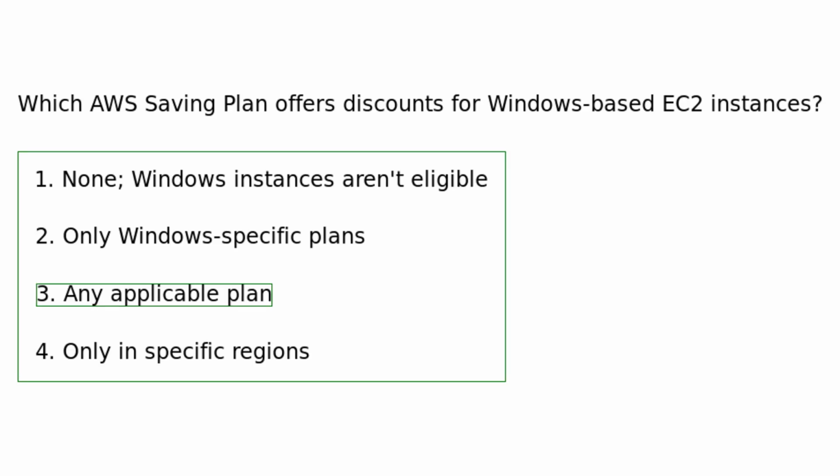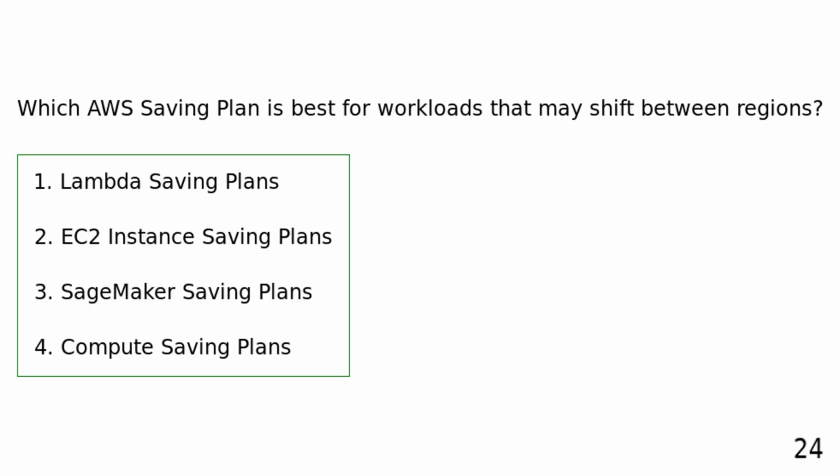Any applicable saving plan can offer discounts for Windows-based EC2 instances, just as they do for Linux instances. Which AWS saving plan is best for workloads that may shift between regions? Lambda saving plans. EC2 instance saving plans. SageMaker saving plans. Compute saving plans.